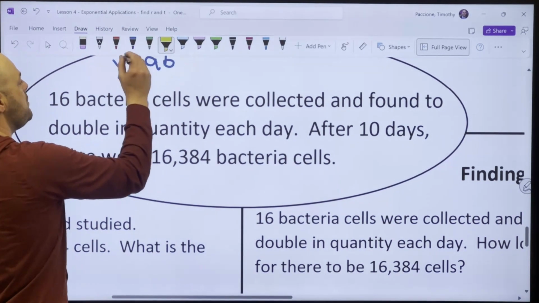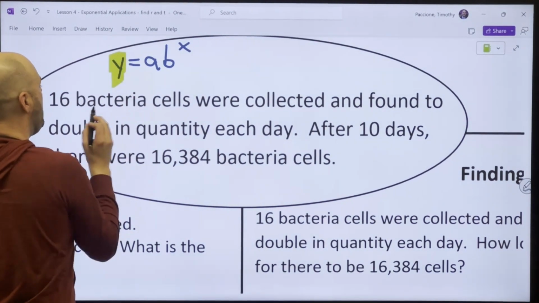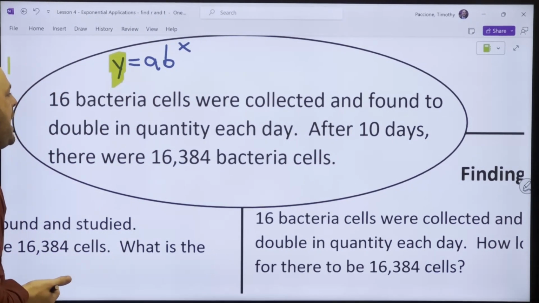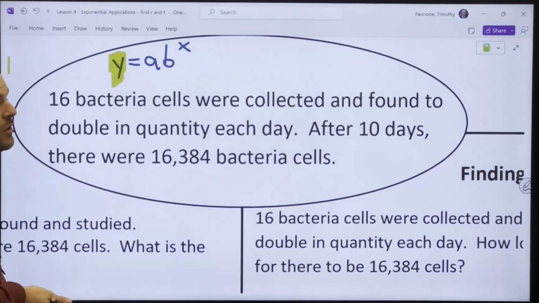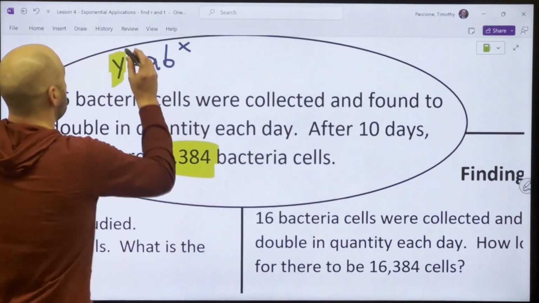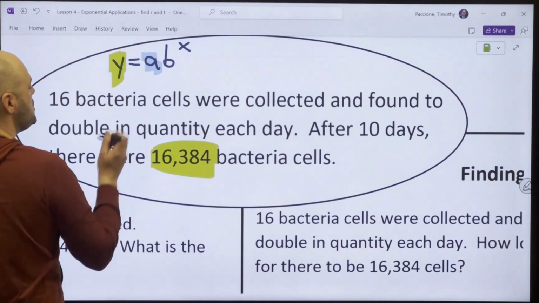Look at this. We got all the pieces, right? Our n value. Well, 16 bacteria cells were collected and found to double in quantity each day. After 10 days, there were 16,384 bacteria cells. Any of those sound like an n value? 16,384. All right, your starting value. What was the starting value?